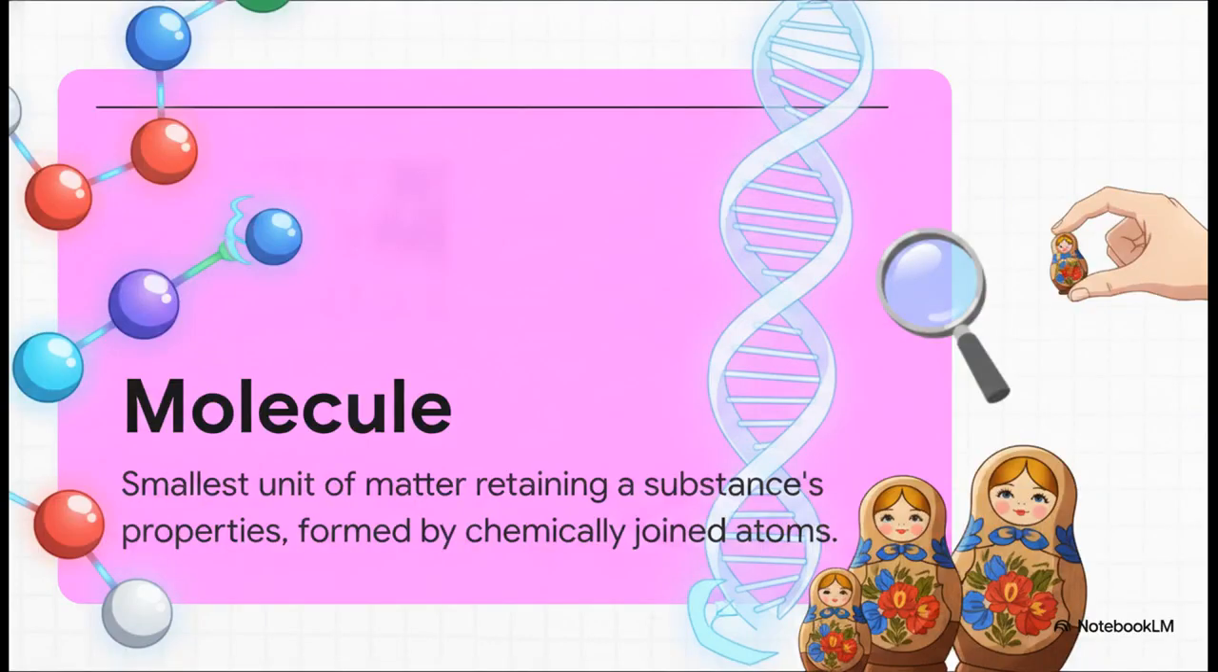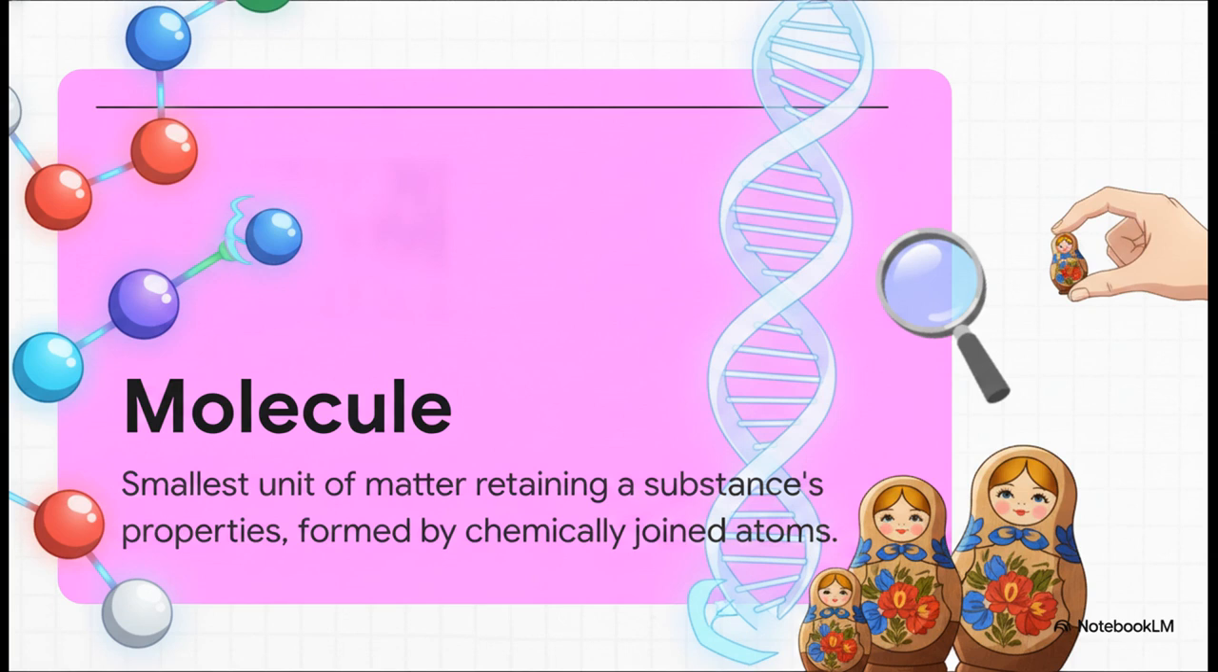So I want you to just pause and look at the physical world around you for a second. The water you drink, the air you breathe, the screen you're literally looking at right now. What exactly makes up all this stuff? Well, to understand the macro world, we've got to zoom all the way down into the micro world. A molecule is formed when 2 or more atoms join together via chemical bonds. But here's the absolutely crucial part for your exam. A molecule is the smallest unit of matter that actually retains the substance's properties.